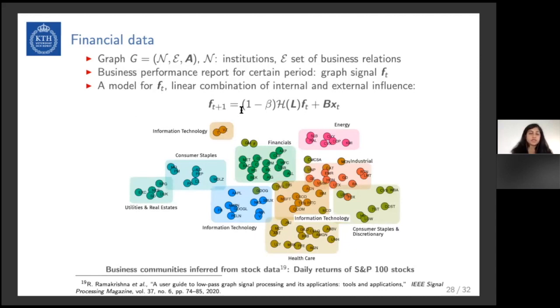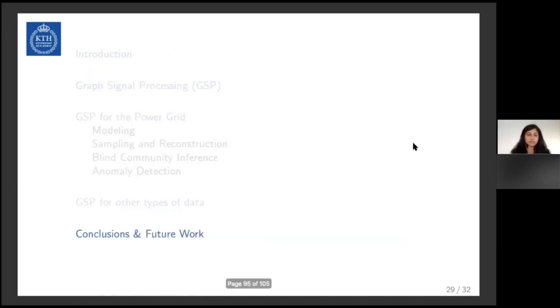And even this system one can think of, although this is inexact, it's a hypothetical modeling. But what was interesting was that we actually inferred business communities using the same community inference algorithm from stock data. And we saw that we were able to cluster these different institutions into real estate, information technology, energy, and stuff of this sort. So that's fairly interesting, but we have barely scratched the surface.